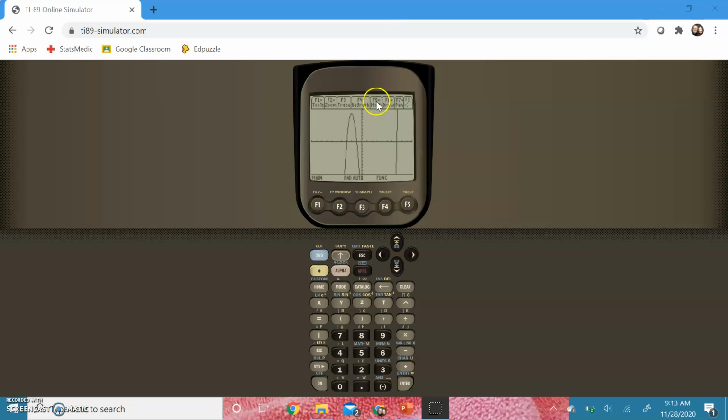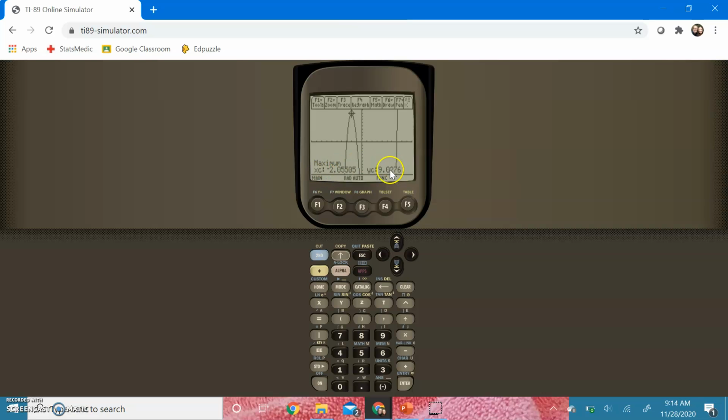To find the maximum, I'm going to use this F5 button for math, and I want maximum. It's right there. So we talked about this in the last unit, but you need to kind of define your boundaries. So I'm going to move, there's my cursor. I need it to be somewhere to the left, because I want to say, find the maximum value between this point, and this would be a good spot, and this point. And it's just going to tell me that my maximum is this.